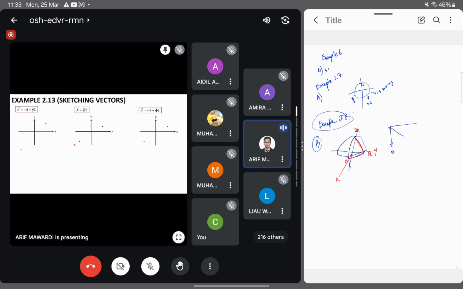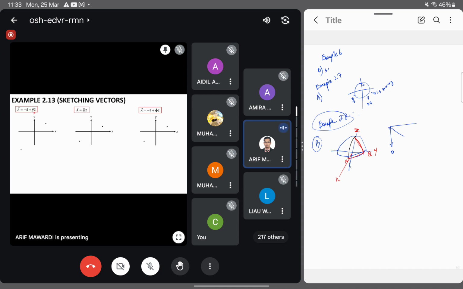So now we want to look at how we can sketch vectors. Some examples of how we can sketch vectors. I have this vector A here. A is given by minus x hat plus y hat. If I want to sketch this vector, you notice that it is given in the Cartesian coordinate system.